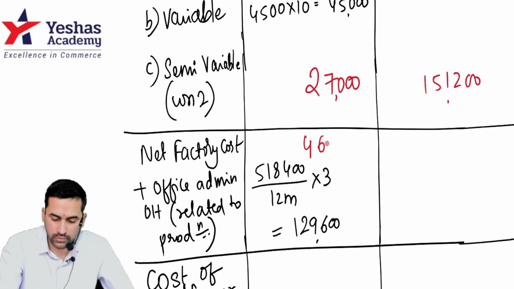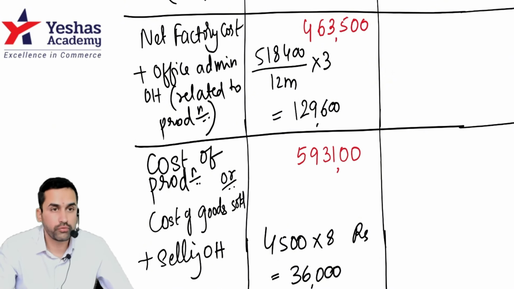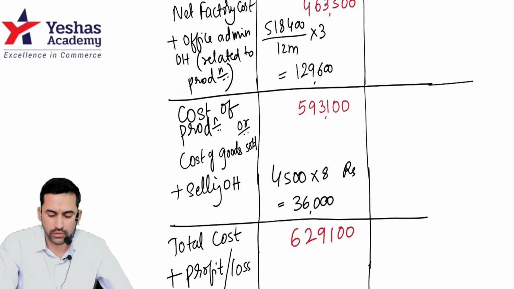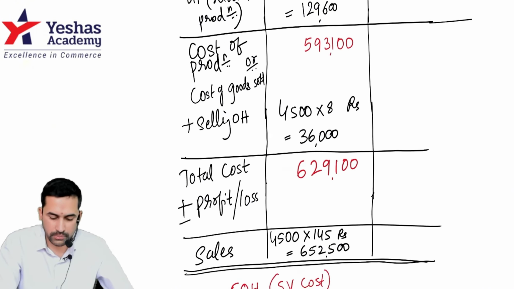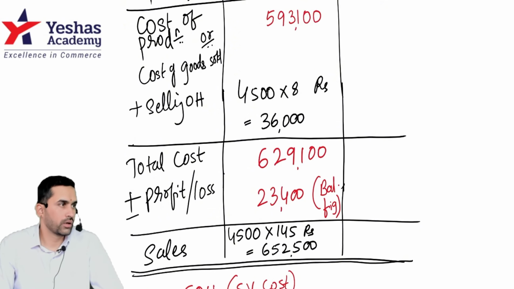4 lakh, by 900, 6 lakh, 629, balancing 20, balancing. Correct.